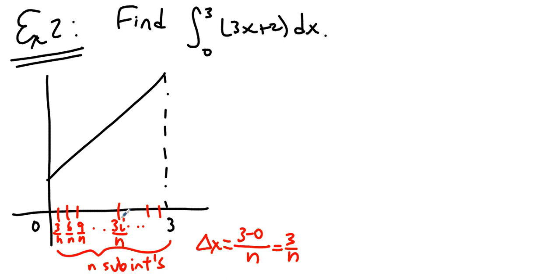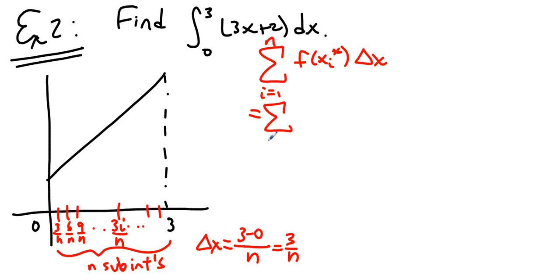So what do we set up? We set up the sum as i goes from 1 to n of f of x sub i star delta x. Well, what is that? f of x sub i star, that's f of this number. So we take that and we put it in here and we get 3 of those plus 2 times delta x.